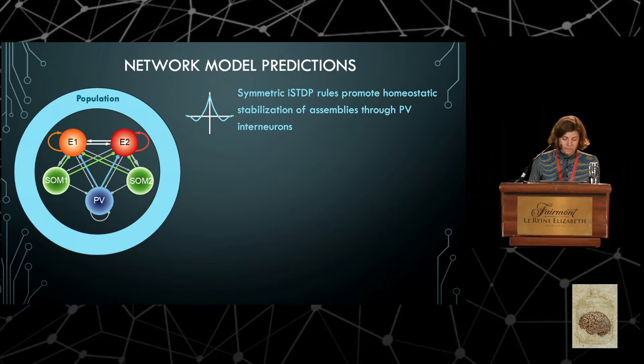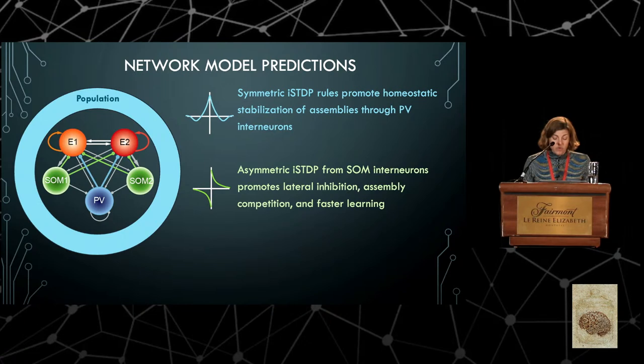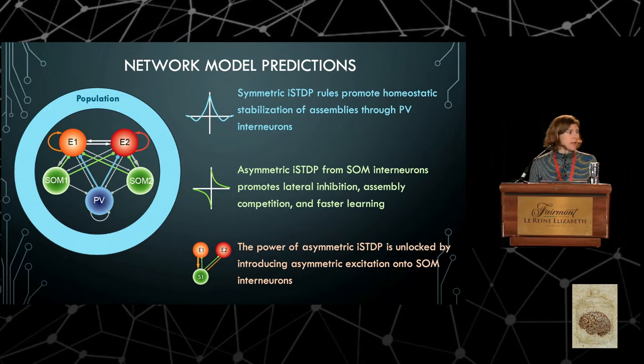The asymmetric inhibitory spike timing dependent plasticity rules from some interneurons promotes lateral inhibition in this model, assembly competition, and faster learning. And finally, the power of that asymmetric inhibitory spike timing dependent plasticity rule is really unlocked by introducing asymmetric excitation onto some interneurons.